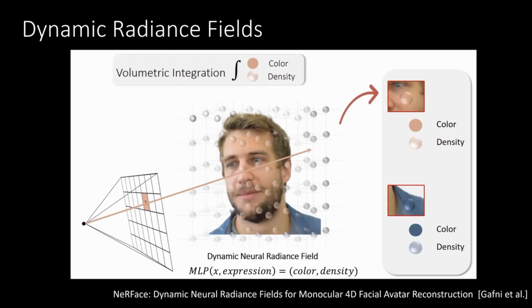So this is very related to the NeRF approach, but instead of having a static MLP, we have an MLP that is conditioned on the expression, so on the blendshape coefficients. So for each point that we sample along a ray, we evaluate the MLP with the blendshape coefficients. And there we get our color and density values. So this means that we basically have a dynamic neural radiance field. So the radiance field adjusts to the specific expression that we want to display.